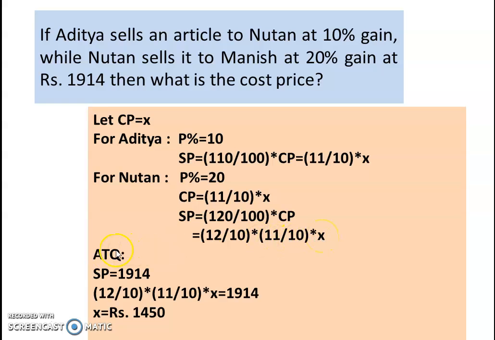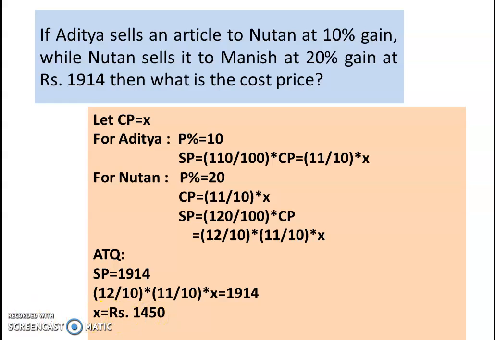Now according to question, Nutan sells it to Manish at 1914. So value of this SP will be 1914 and value of SP is 12 by 10 into 11 by 10x and it is equals to 1914. After calculating this, value of x is 1450. So this is the cost price of the article, right?